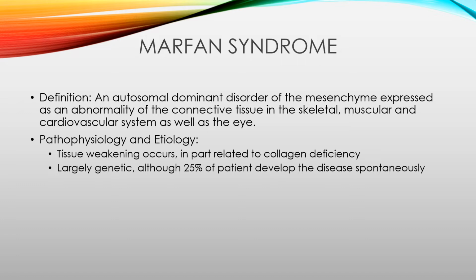Its etiology. Marfan syndrome is largely an inherited trait. There have been rare case reports described where people have a recessive fibrillin 1 gene mutation. Most individuals with Marfan syndrome have an affected parent, but 25% of patients develop the disease as a result of a de novo mutation involving that fibrillin gene, FBN1, encoding the connective tissues. But largely, this is what we need to remember. Tissue weakening occurs in part related to collagen deficiencies, and this affects the eye.